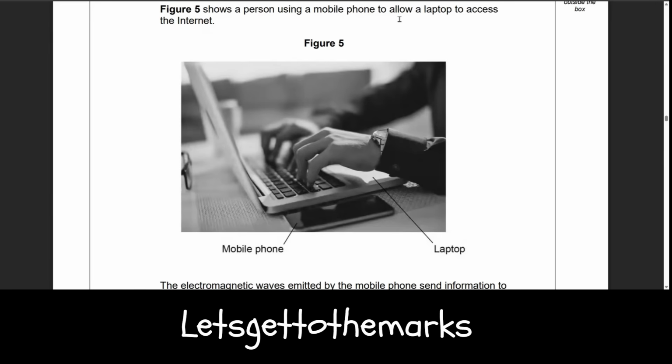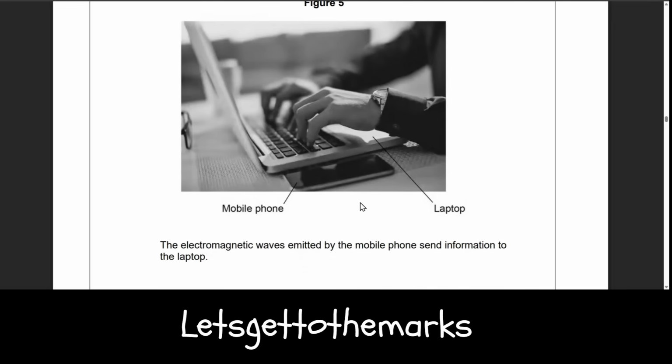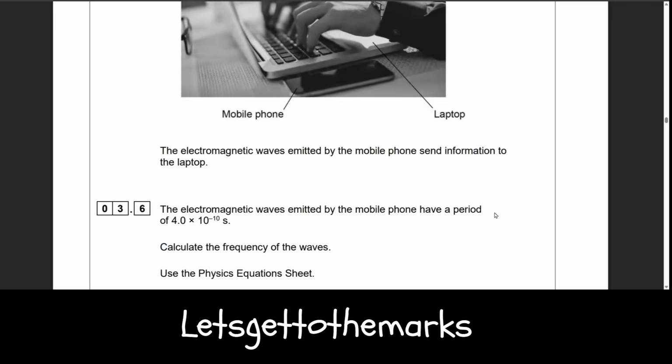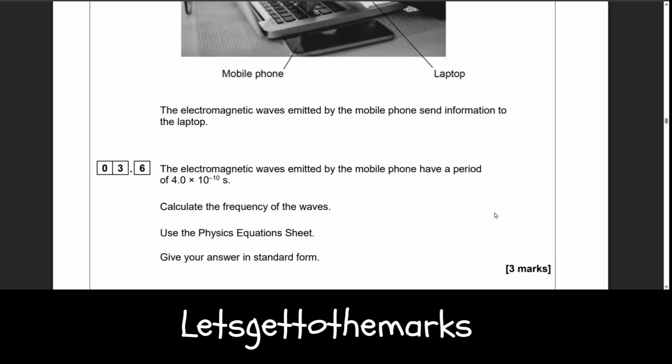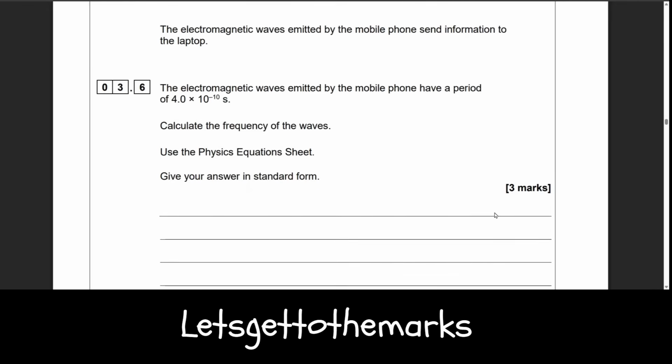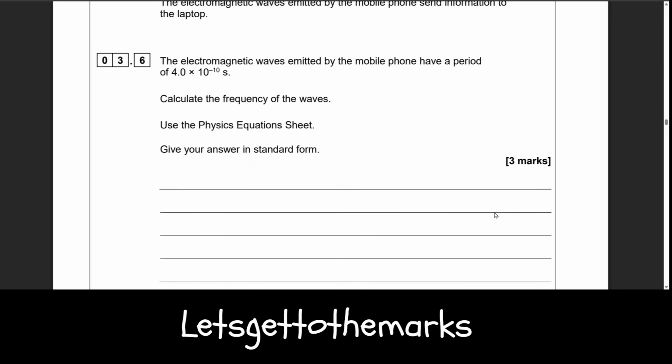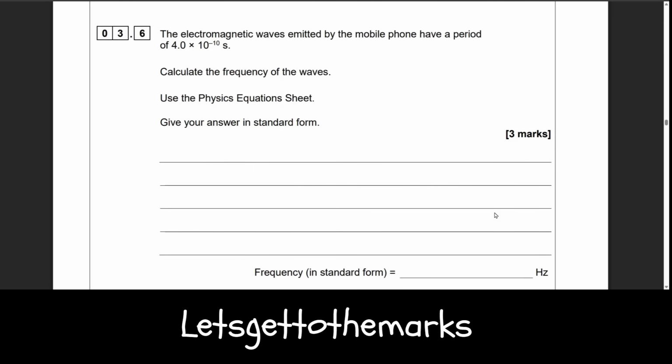Figure 5 shows a person using a mobile phone to allow a laptop to access the internet. Mobile phone, laptop. So they're doing that, the old hotspot. Electromagnetic waves emitted by the mobile phone send information to the laptop. The electromagnetic waves emitted by the mobile phone have a period of 4 times 10 to the minus 10 seconds. Calculate the frequency of waves, use the physics equation sheet, and give your answer in standard form.